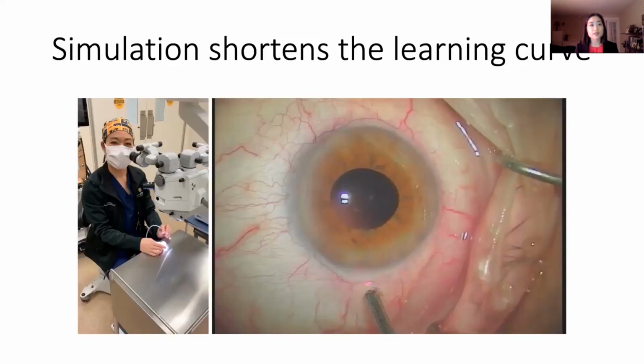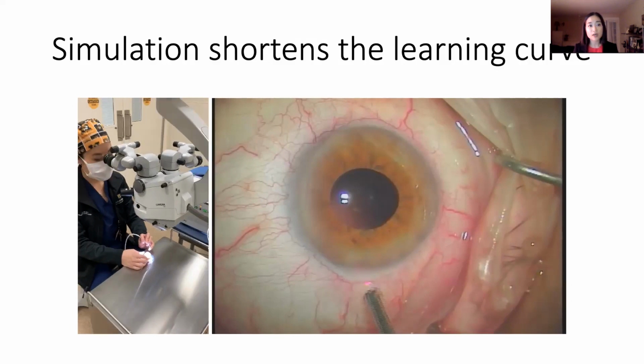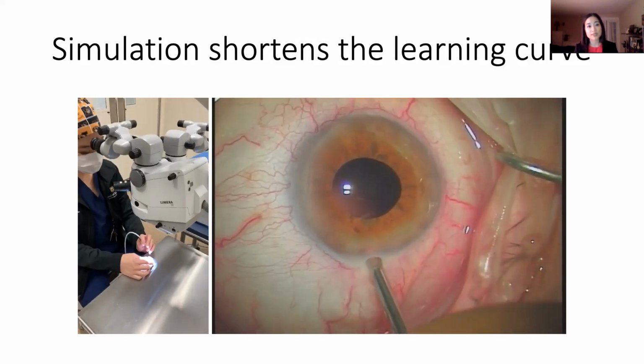ECP is a relatively easy to learn and pretty safe procedure. There's a bit of a learning curve, getting used to looking at the monitor instead of a microscope, and keeping the probe in the sulcus space because it's a pretty tight space. So using simulation really helps shorten the learning curve. Here I'm demonstrating how to use the simulation eye prior to the procedure, and the right side is a real patient.